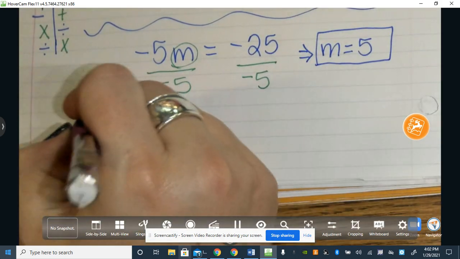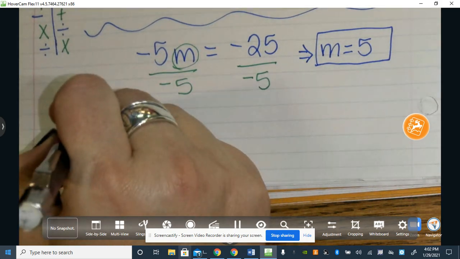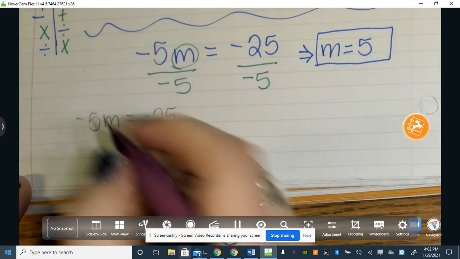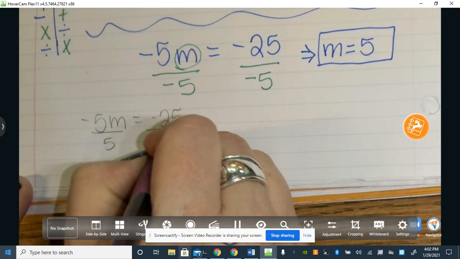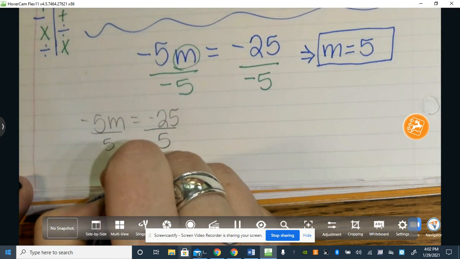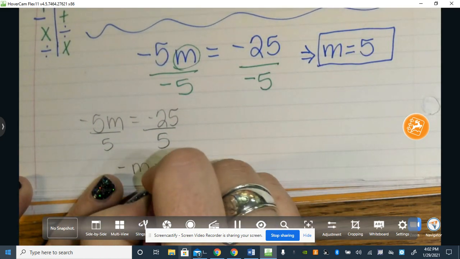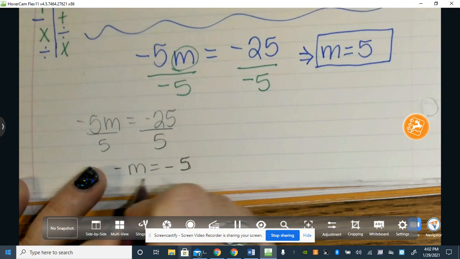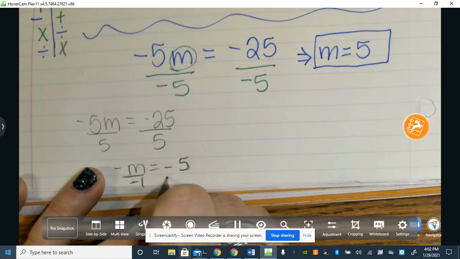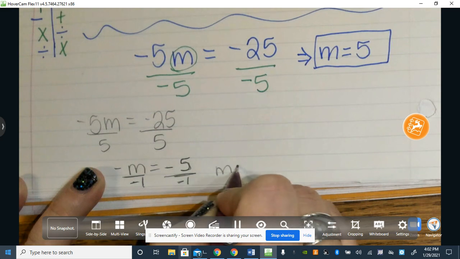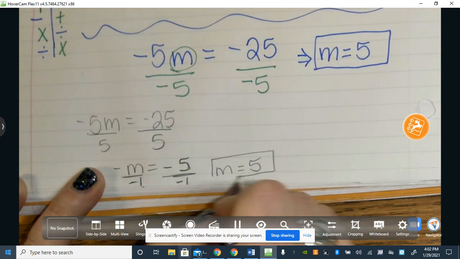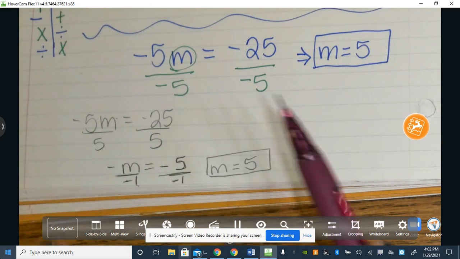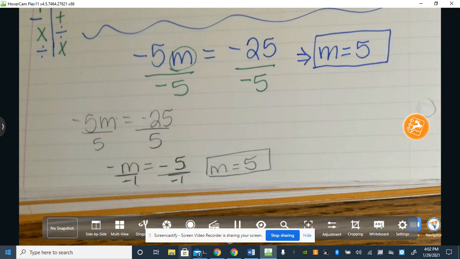So again, this is just another example. If you took negative 5m is equal to negative 25, and said, oh, I divided by 5, this will still give me a negative m is equal to a negative 5. So there's still this negative attached to this variable. Then I would have to divide by negative 1 on both sides, and m will still equal 5. So instead of doing 2 steps with division, I could just do 1 step by dividing by negative 5 to begin with.